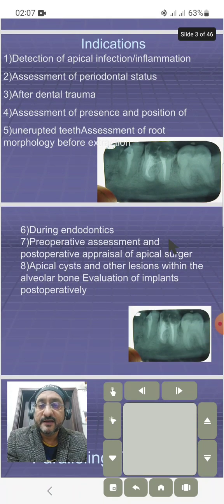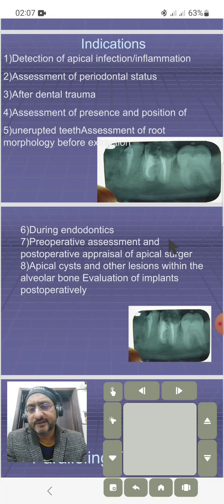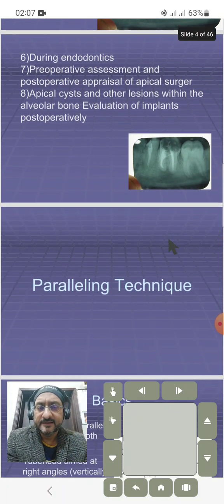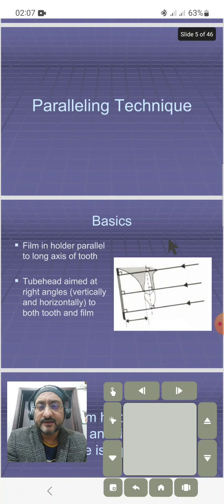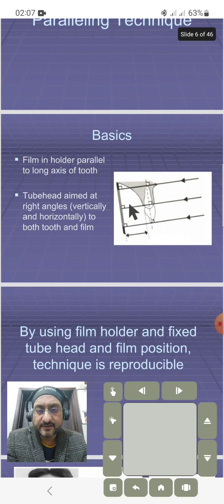area as well. Indications for periapical radiograph are detection of apical infection, periodontal status, dental trauma, assessment of the presence of unerupted teeth, or during endodontics, preoperative assessment and cyst evaluation. There are two techniques for periapical radiograph: the parallel technique, in which the film holder remains parallel along the long axis of the tooth.